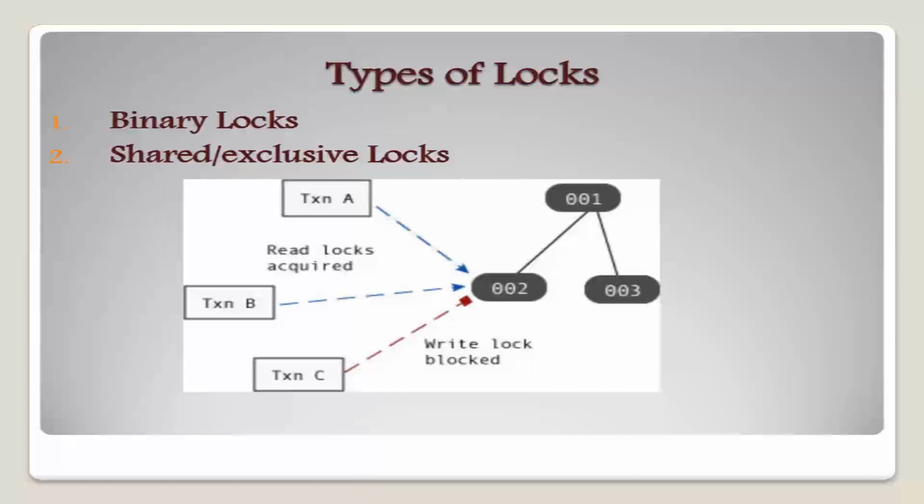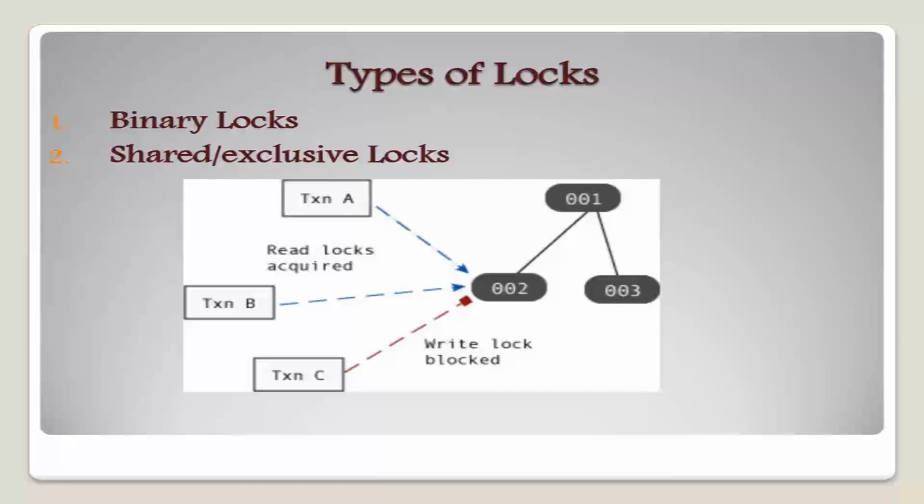Now, what is a binary lock? A binary lock on a data item can be in two states. It is either locked or unlocked. Now, what is a shared or exclusive lock? This type of locking mechanism differentiates the locks based on their users. If a lock is acquired on a data item to perform a write operation, it is an exclusive lock, since allowing more than one transaction to write on the same data item would lead the database into an inconsistent state. Read locks are shared because no data value is being changed.